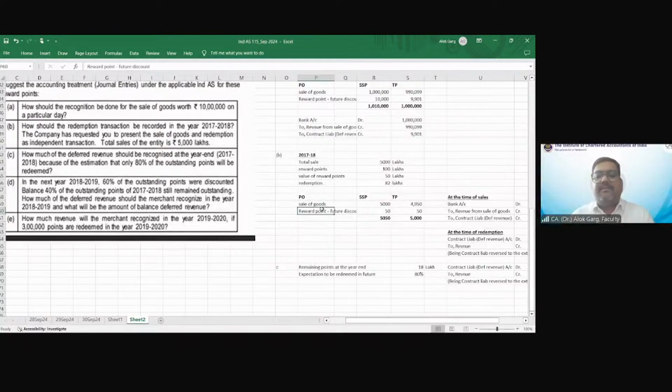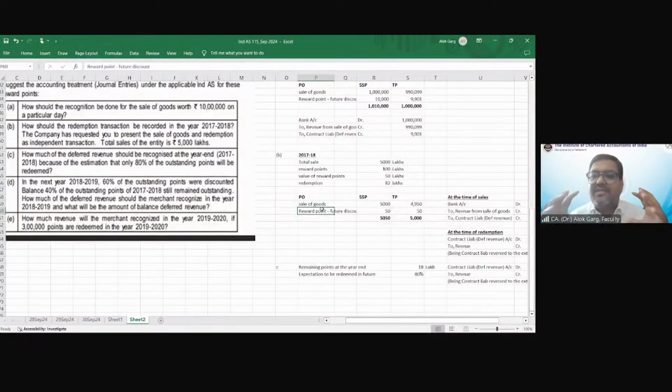Let's take a small example. This entity has purchased goods worth 1,000 rupees. And the company has given reward points to the extent of 20 reward points. The value is 10 rupees. At the time the company has made a sale of 1,000 rupees, the company has two obligations. So it is depending on the future.